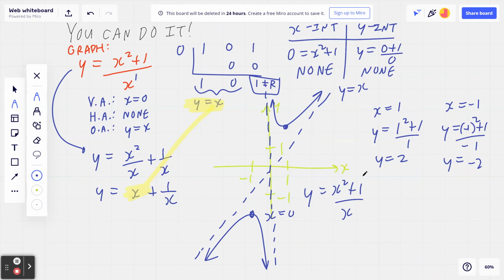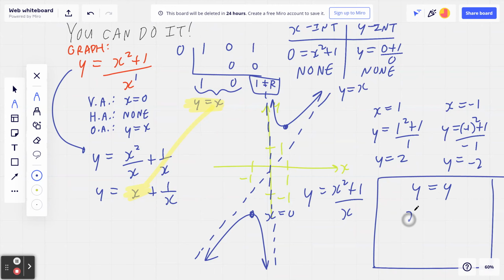Now, last but not least, and this is probably the most important step, everybody, sometimes a graph may cross the horizontal or oblique asymptote. A graph can't really cross the vertical asymptote because x cannot equal 0, but you always want to double check. So in this little box here, I'm going to say, well, does the function cross? Well, y equals x is the oblique asymptote. This is the original function. Let me zoom in for you.